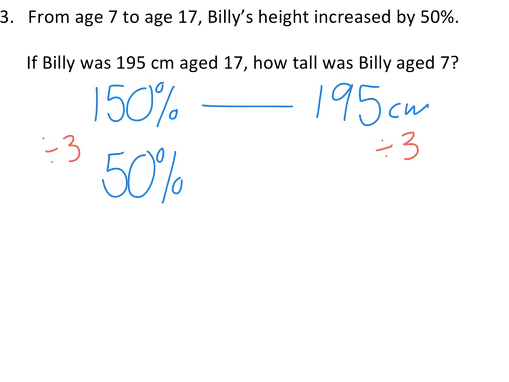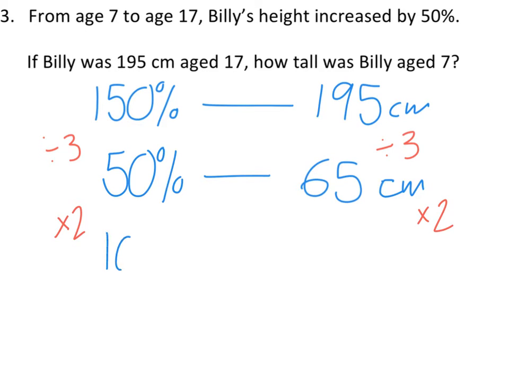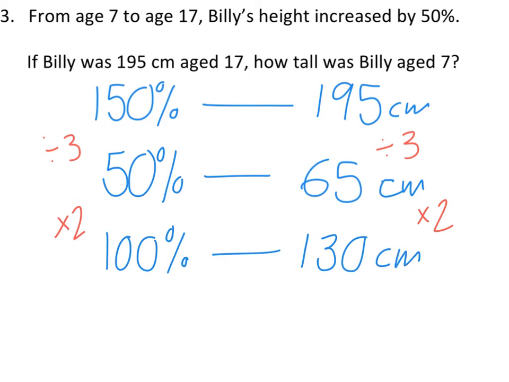So 50% is 65 centimetres. We then multiply by 2 on both sides to get back to 100%, which represents Billy's original height, aged 7. So 65 times 2 is 130 centimetres. This is Billy's height, age 7, and that's the end of the question.